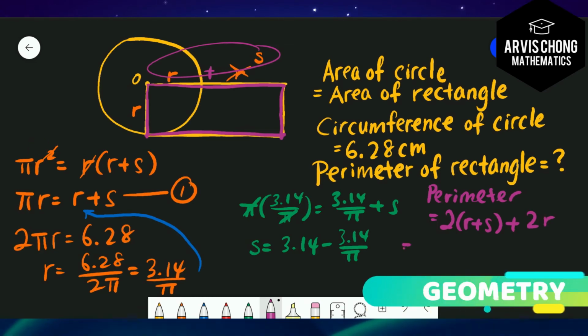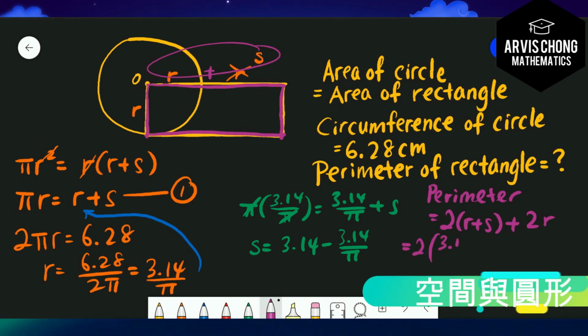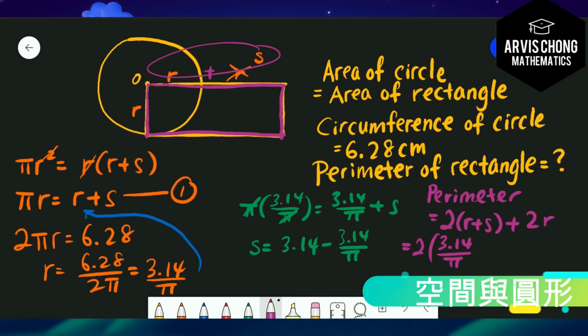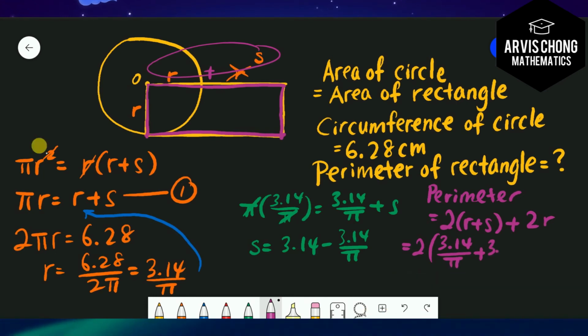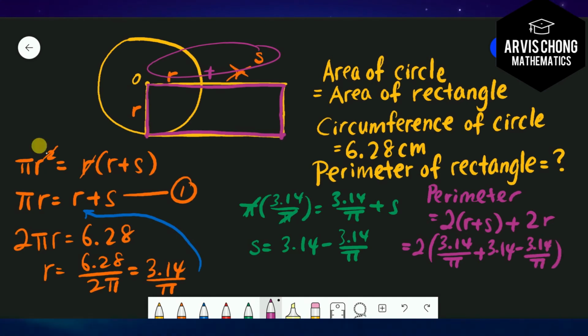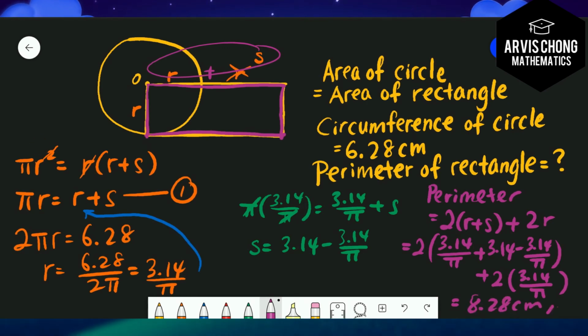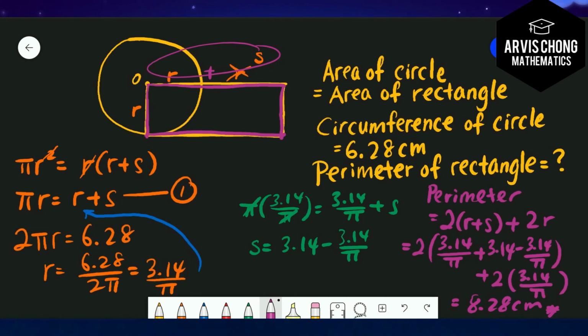And then we can substitute all these values inside. So r is 3.14 over pi, plus s, which just now is 3.14 minus 3.14 over pi, and then add up with 2r, which is 3.14 over pi. You all can use your calculator to type it out and get the final answer. So the final answer will be 8.28 centimeter, if you round it off to 3 significant figures.